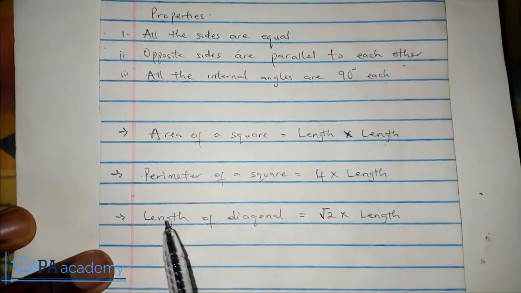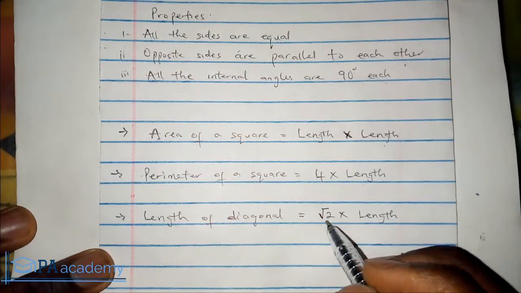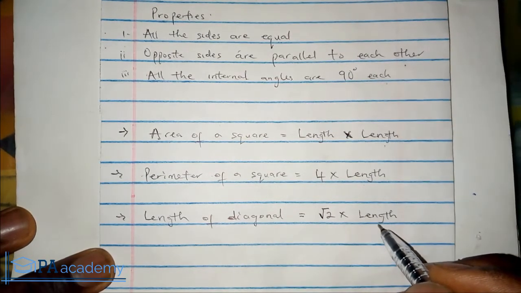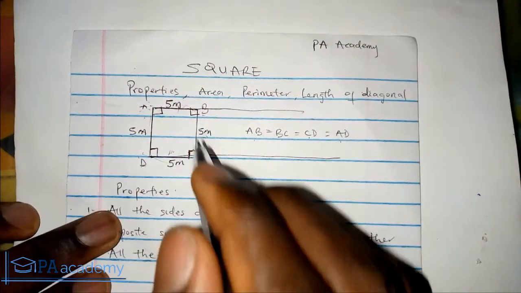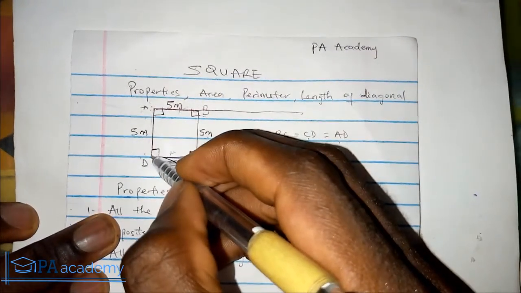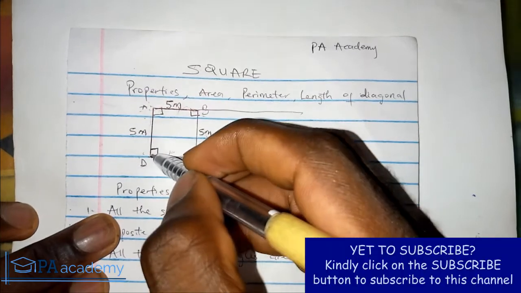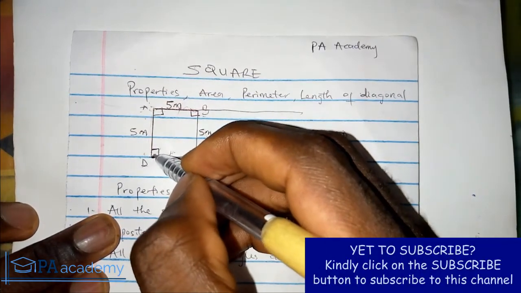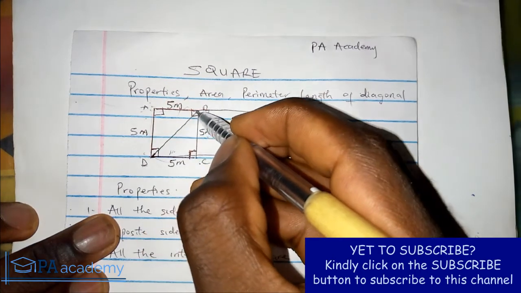So now the next one is the length of the diagonal. This is the formula: √2 multiplied by the length. Now for this square, if we have a diagonal like this, a diagonal is a straight line from opposite angle to opposite angle. This is it, a diagonal.